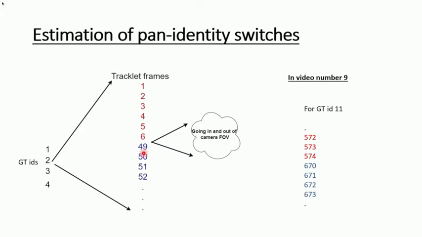Since we have very good quality detections, this is only going to occur if ground truth identity 2 was out of the field of view at frame 6 and came back in after frame 49. For example, in video number 9, for the ground truth identity 11, we see that there is a big gap between frame number 574 and 670, and we see later on in the video demo that this was actually a pan identity switch.